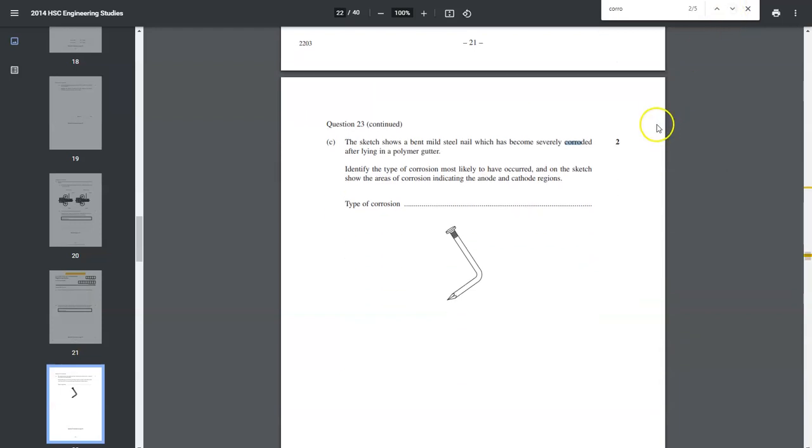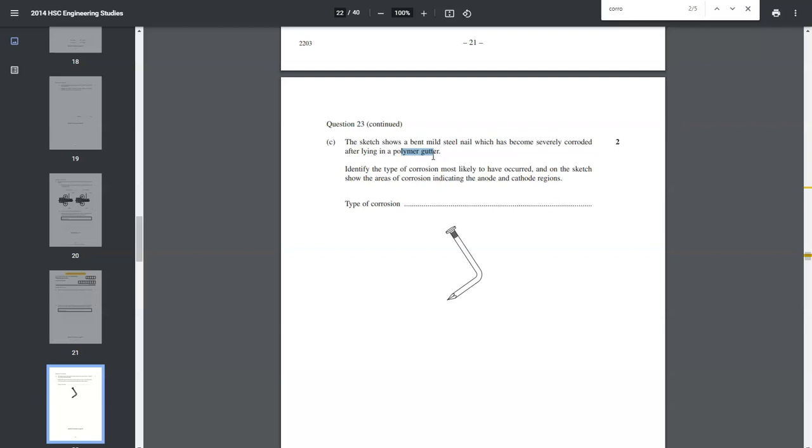It says, we see a nail that's been corroded. It's lying in a polymer gutter. Now, it's important that they say a polymer gutter. If you'd left a steel nail in an aluminium gutter, you'd have two dissimilar metals. And that would cause the steel, because the steel is more anodic, to be the one that corrodes. In this case, they've eliminated that by saying it's in a polymer gutter.